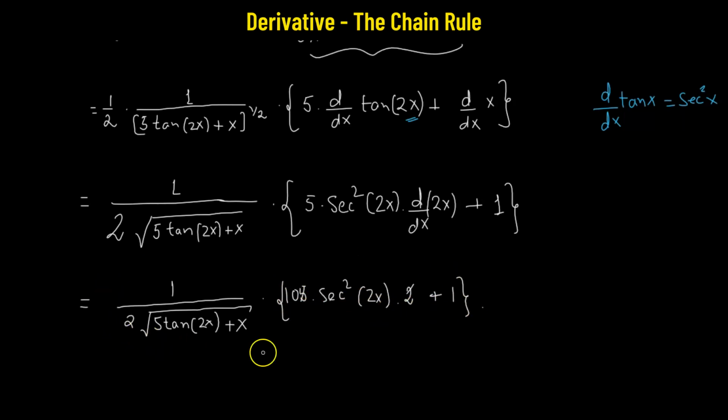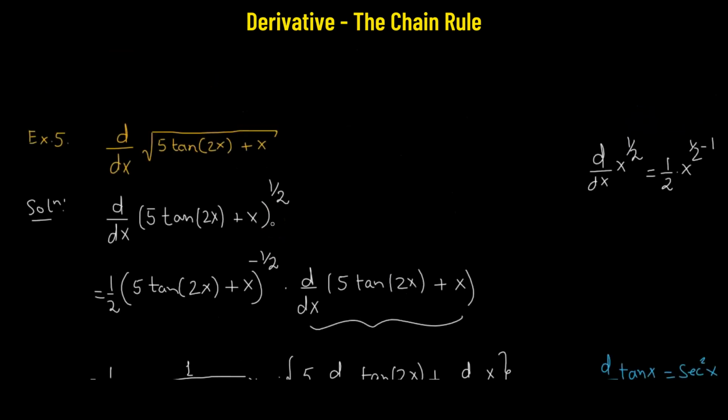So this is how we can use the chain rule to find the value of a derivative, even if the function is a very complicated looking function.